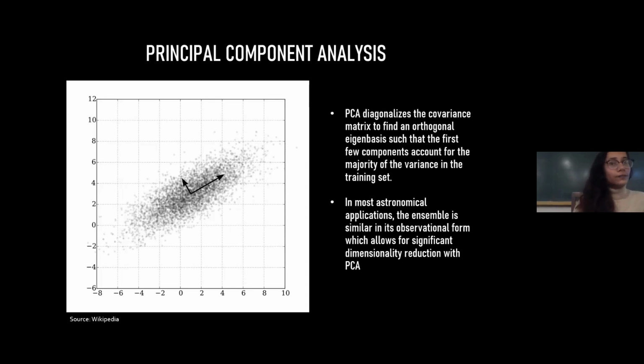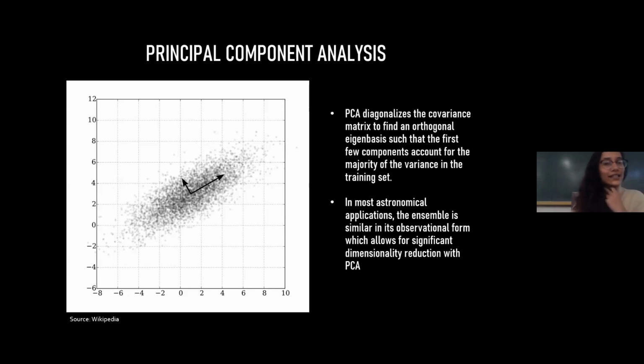Why this is important is that in most astrophysical applications, the data that we get is highly correlated. So if we want to compress this data or process it in a more efficient way, we apply PCA to it. Then the first few PCA components represent most of the information in my data set. So we've performed a dimensionality reduction. That's why PCA is generally used.